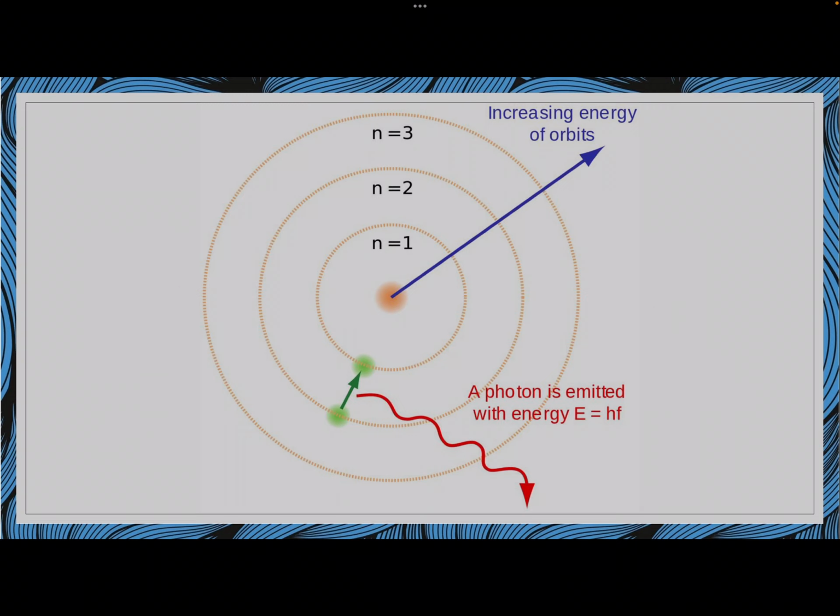Now, for those in physics, the formula is E equals hf, so it's actually dependent on frequency rather than wavelength. But for light, we can say it's also dependent on wavelength. But anyway, I'm getting off track. So that's how we get that photon being emitted.